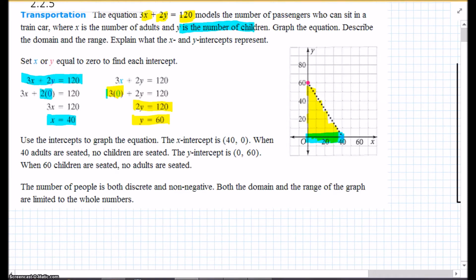Okay, the y-axis represents children, and the x-axis represents adults. Okay, using the intercepts to graph the equation, the x-intercept is (40, 0). 40 adults are seated, there are no children. The y-intercept is (0, 60). When 60 children are seated, there are no adults. The number of people is both discrete and non-negative. Both the domain and range of the graph are limited to whole numbers because we're talking about people.